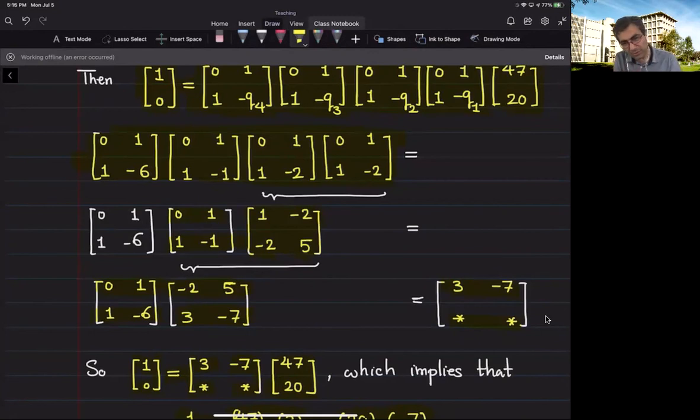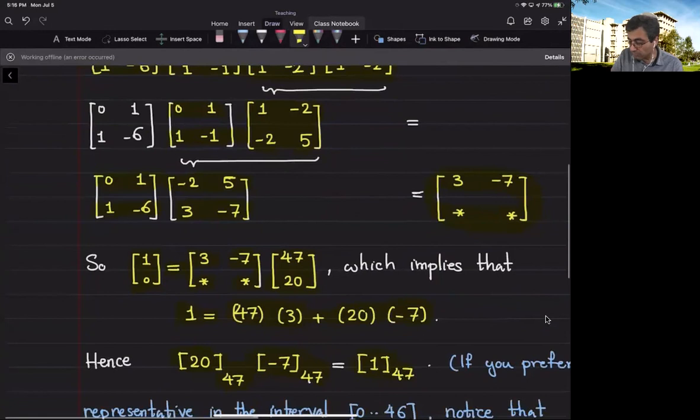And the thing that we need to notice is the following. This can help in certain computations. Sometimes we can avoid multiplication of large numbers by pointing out this: that this 0, 1 gives us 3, negative 7, and we don't care about the next row, because from this computation already we have the answer that we need. We already know that 1, 0 is equal to some matrix of the form 3, negative 7, and we don't care about the next row, times 47, 20, from which we deduce that 1 is 3 times 47, negative 7 times 20.